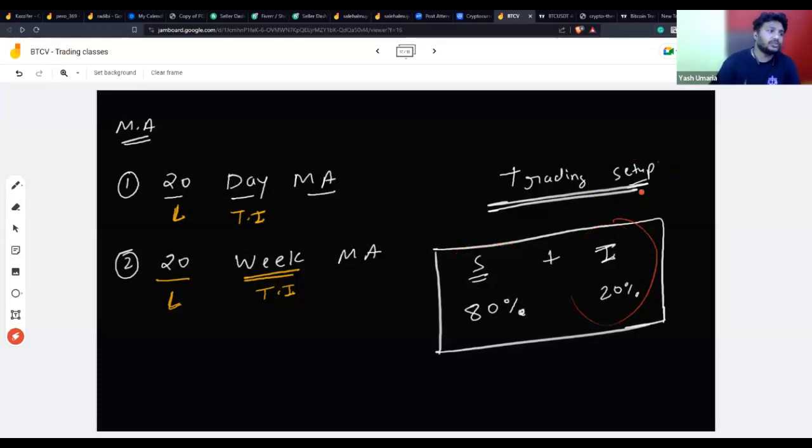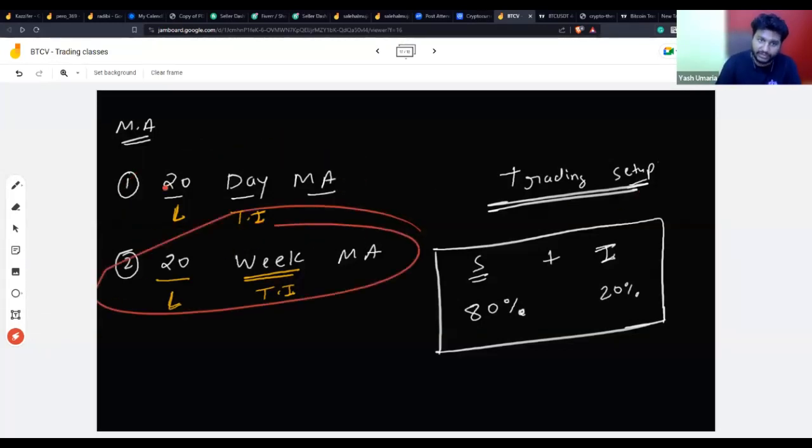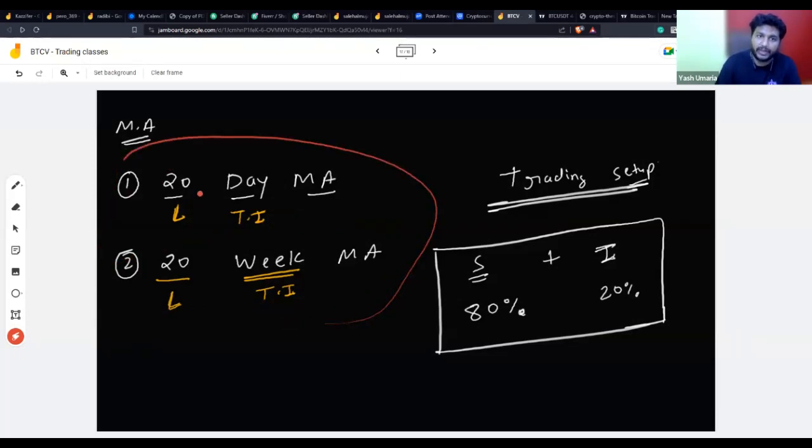You should never buy and sell based on any indicator. They are only 20% of your trading setup. Indicators give you information which you can't see with your naked eyes, which you can't see from the candlestick itself. Right now we are using a 20-day moving average indicator and a 20-week moving average indicator. Both indicators provide you the sentiment of the market.